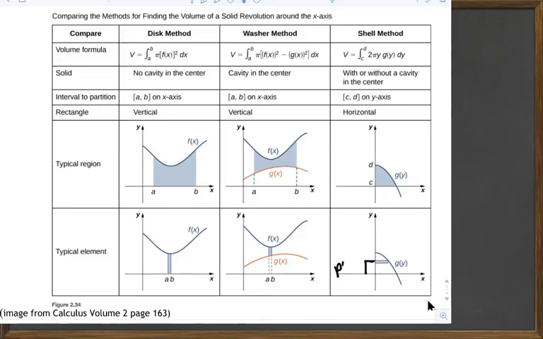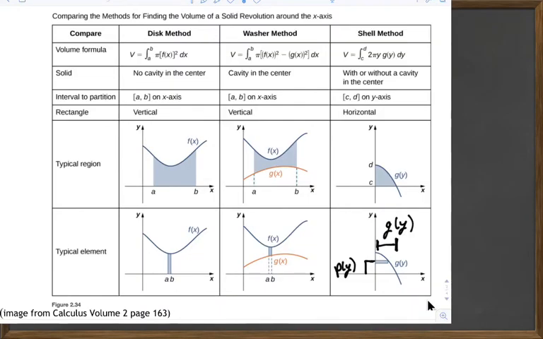So this is from the OpenStax Calculus Volume 2, and it says comparing. Oops, we went too far here. All right, so let's go back. Okay. So it says comparing the methods for finding the volume of a solid of revolution around just the x-axis. So we're going to compare the disk, the washer, and the shell method. So you have your respective formulas there.